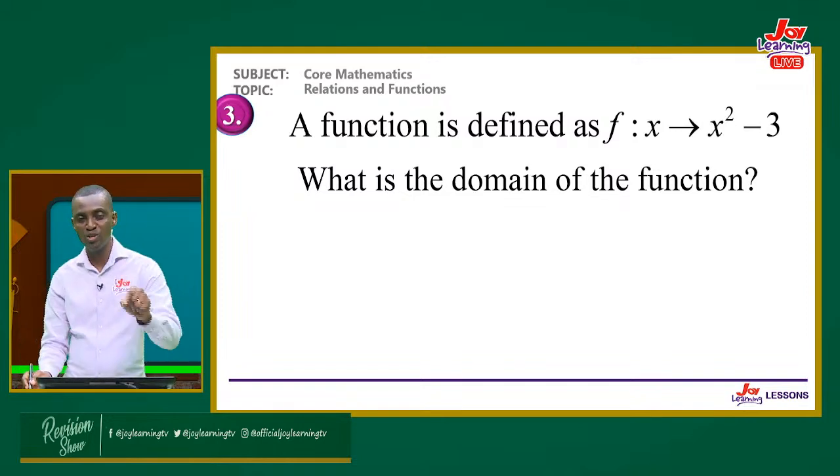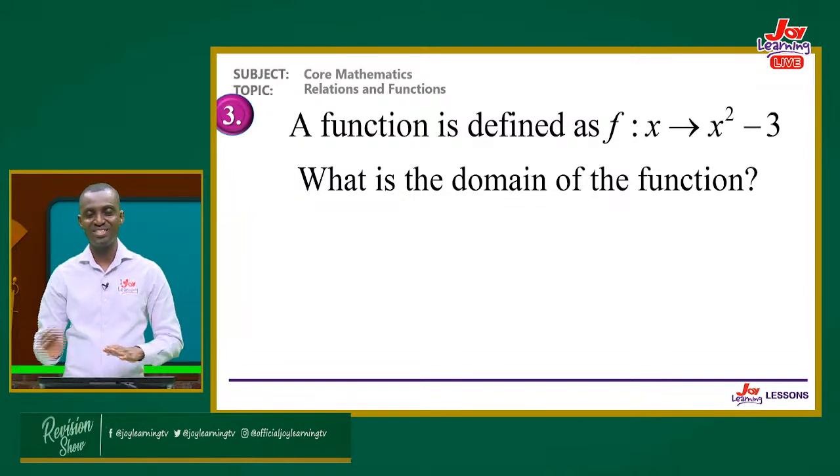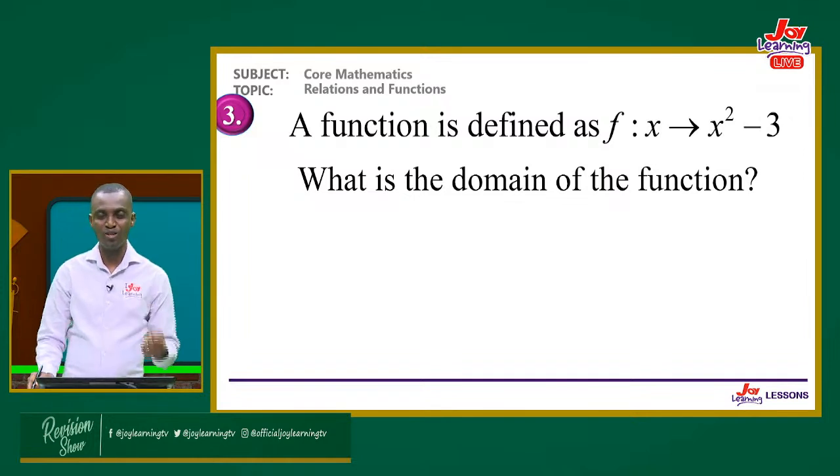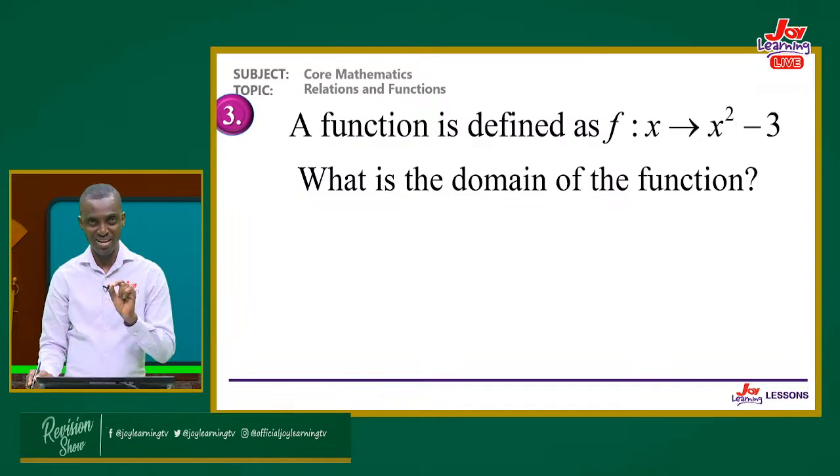If a number can go into it and it will not bring any output, then that number cannot be a domain. We said that earlier. Any number that goes into the machine and does not bring output will cease to be a domain. All elements that go in and bring output are called the domain. I hope it's clear. Beautiful.